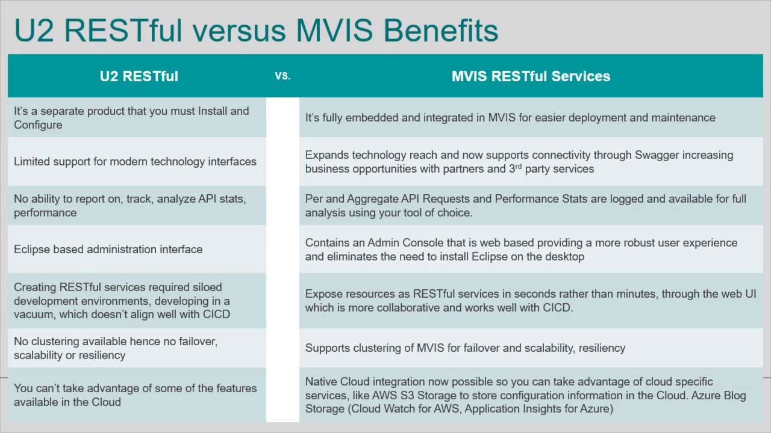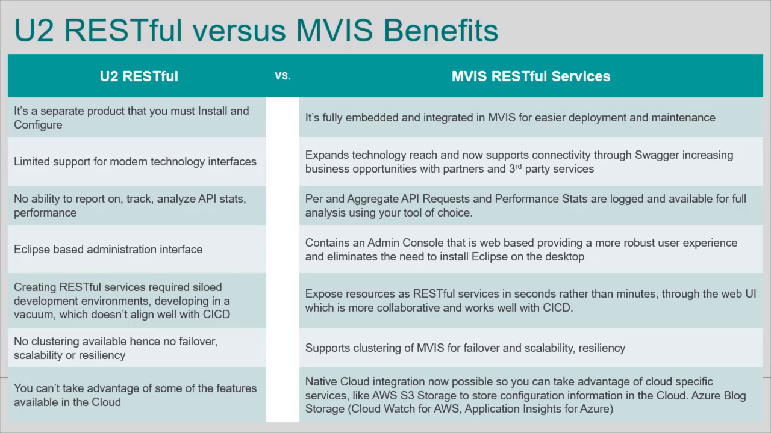U2 REST provides no reporting and analysis around the performance of the system or APIs. MVIS has a whole slew of APIs just for that purpose, from understanding the health of the system, performance and metrics, to having a bunch of APIs that give you aggregate to detail levels of information on usage. U2 REST is still dependent on Eclipse for its administration, whereas MVIS is web browser-based and eliminates the need to install Eclipse, aligning with a modern user experience and software development paradigms.